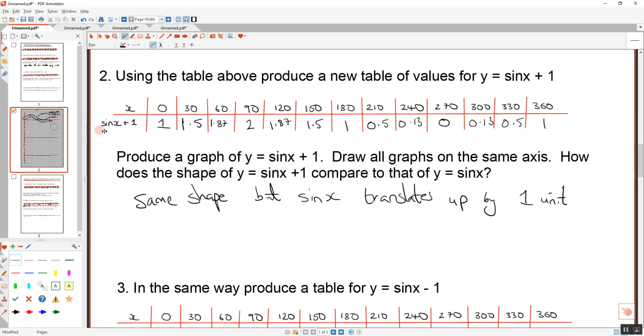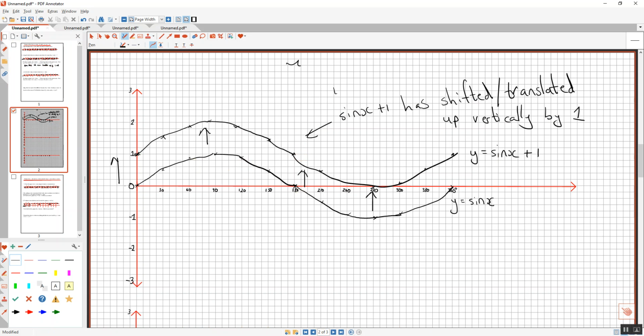What is the amplitude of sin x plus 1? It's 1. Why is it 1? The amplitude of sin x is 1 because from the highest point to the lowest point is 2 units. So the amplitude is still 1.